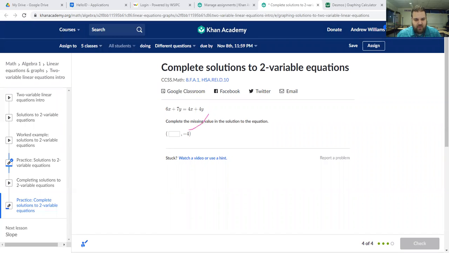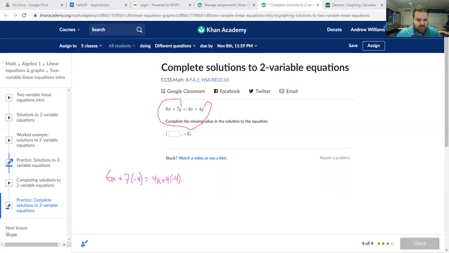Negative 4 is the y value. So we're going to substitute it in for y here and substitute it in for y there. Ooh, it looks kind of like a heart. We're going to substitute it in for y there and for y there because we have more than one y value. But the value of y is always the same value. So you have to put that negative 4 in each and every single spot for the y. So we end up with 6x plus 7 times negative 4 equals 4x plus 4 times negative 4. So we substituted negative 4 in for y here and in for y there.